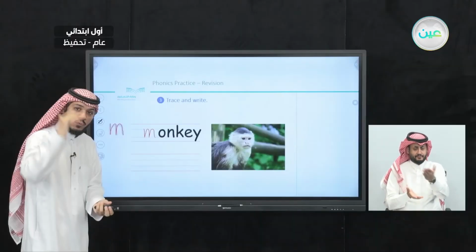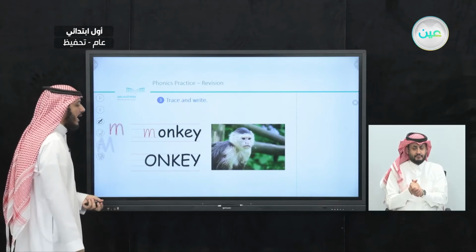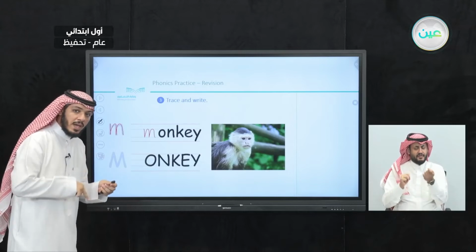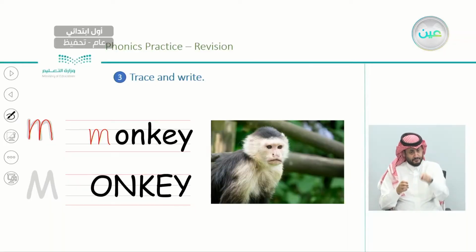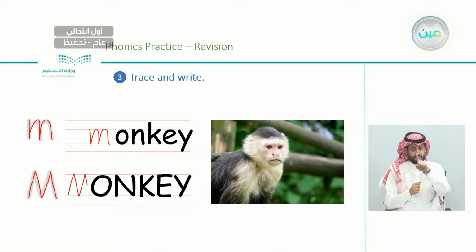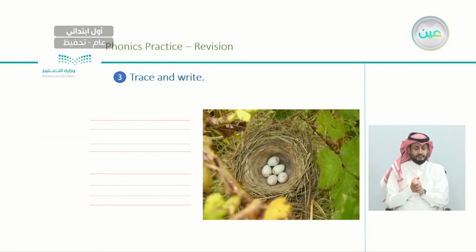What about the capital forms? Yes, this is monkey in the capital form. So if you want to write the letter M, start from the bottom, so like this: up, down, up again, and down again. So this is M. Let's write it here. So we have up, down, up, then go down again. So this is monkey in small form, and this is monkey in capital form. Excellent.